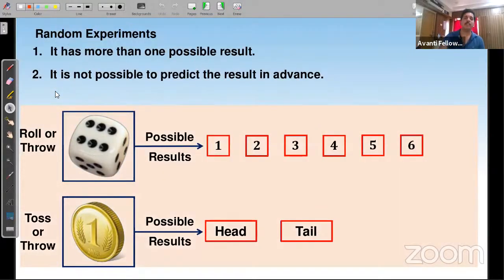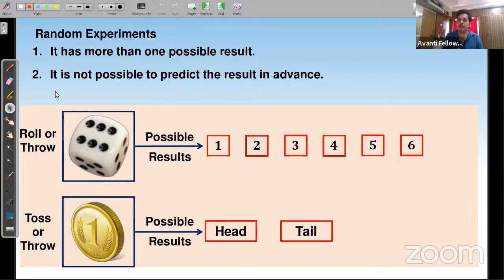So look at here. This is the definition. Which experiment is called a random experiment, guys? It has more than one possible result, because if you have more than one possible result, then only can you say which one it is. We generally say, I don't know my output, right? If you have only one possible result, then you will know the result. Then you will obviously know the output. That is the reason it should have more than one possible result.